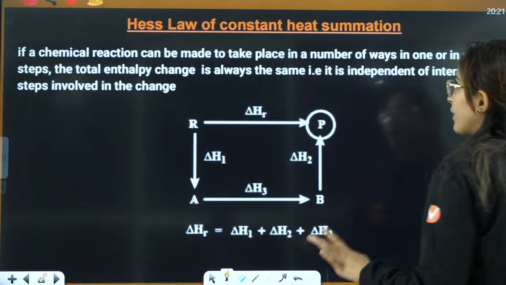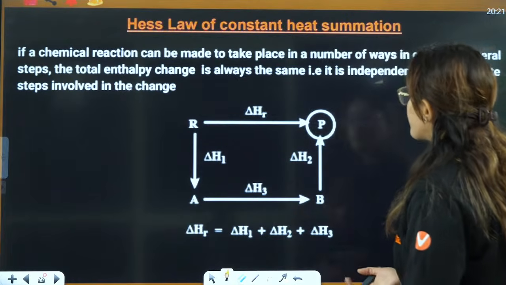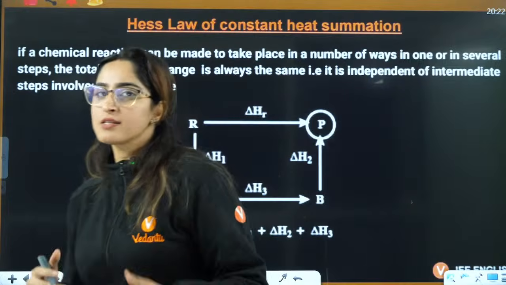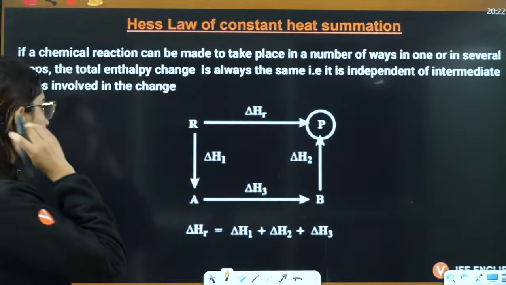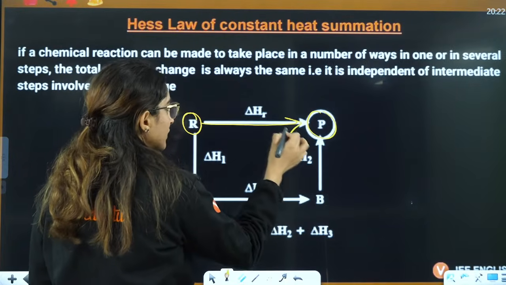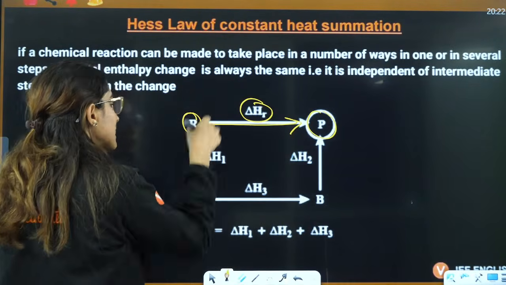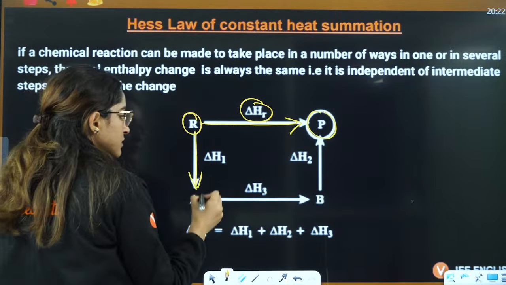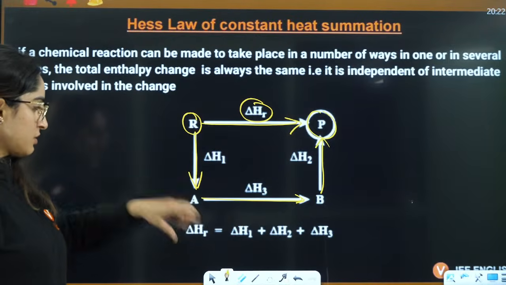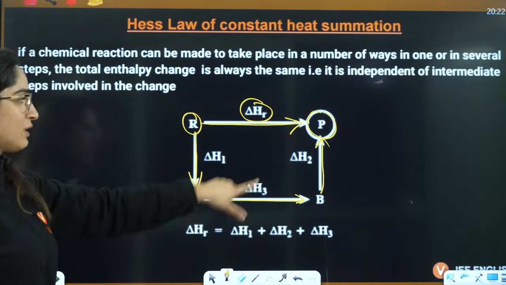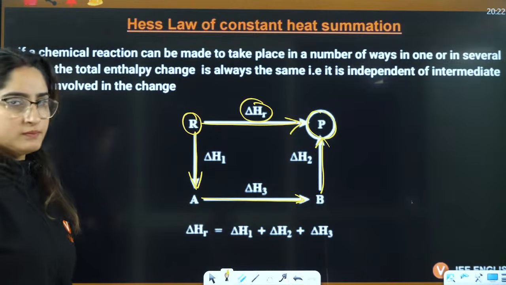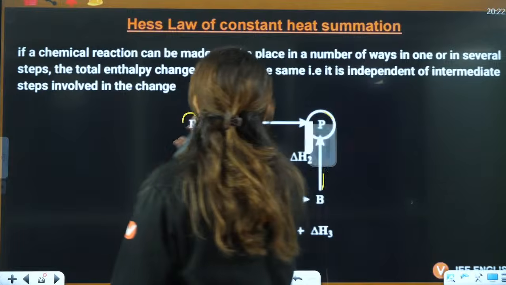So here you have Hess's law of constant heat of summation. What does Hess's law state? Hess's law says that if the reactant is getting converted to product, you go by this path, that is the delta H of reaction. Now this can also be given by this, then this, then this. So this delta H of reaction is equal to the addition of all these heats, delta H1, delta H2, delta H3. That is Hess's law, right?